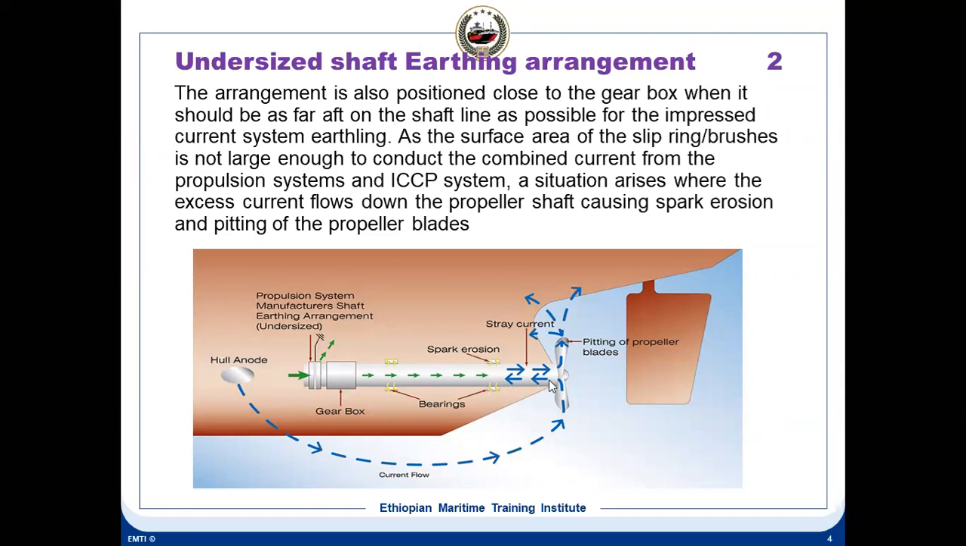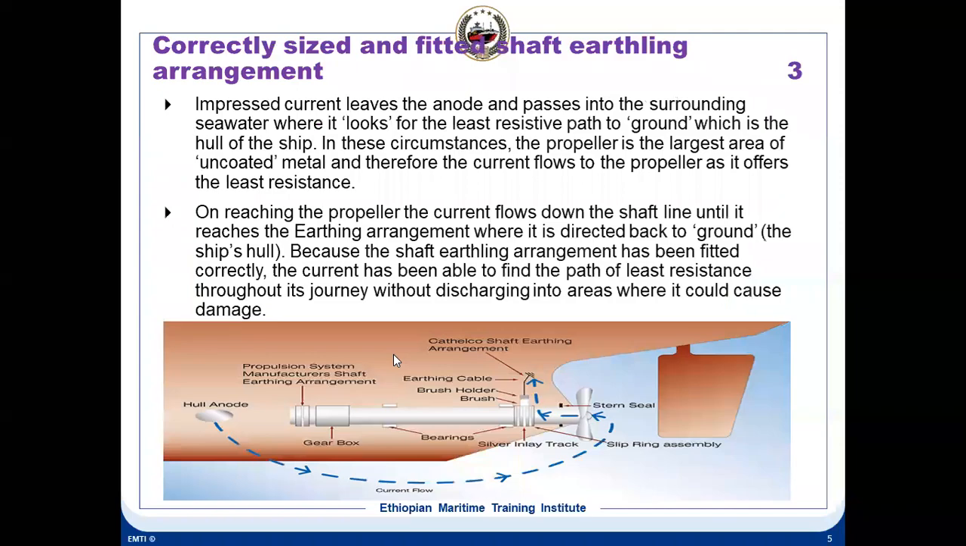And the surface area of the slip ring and brushes is not large enough. Suppose there is no proper grounding, it can also happen. So in this case, a situation arises where excessive current flows to the propeller shaft, causing spark corrosion and pitting on the propeller blades. So this is undersized. And in this one, it is correctly sized.